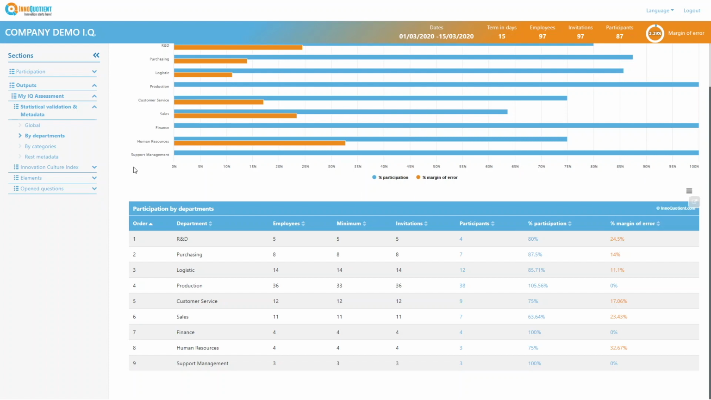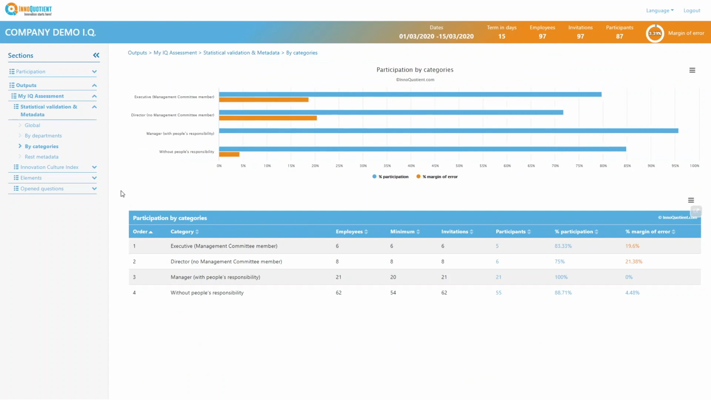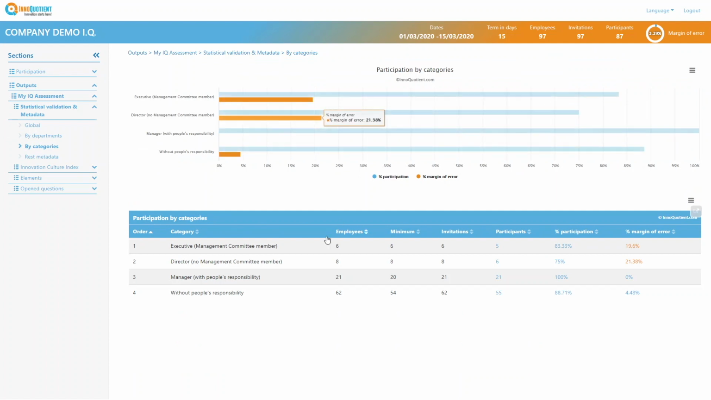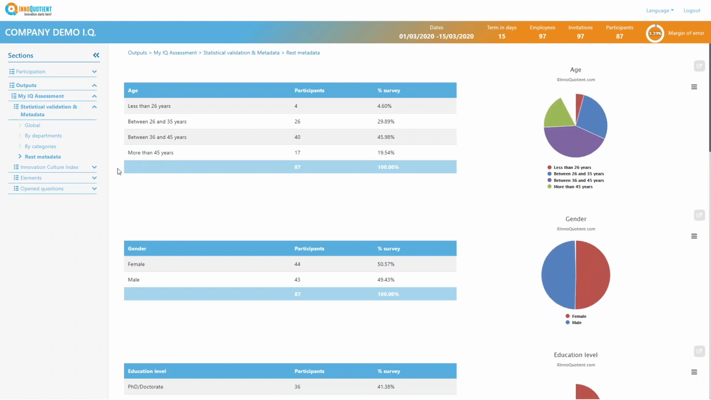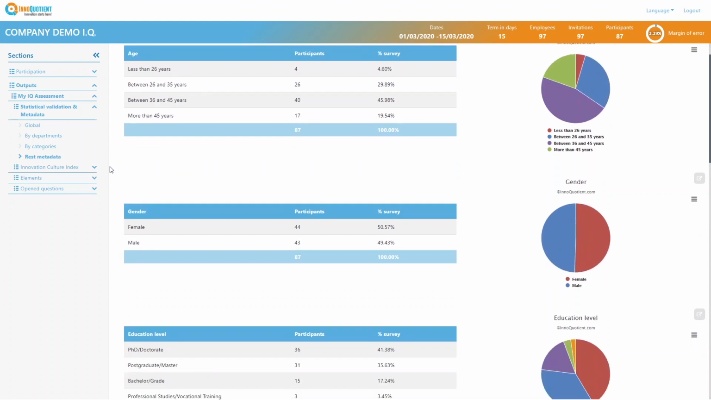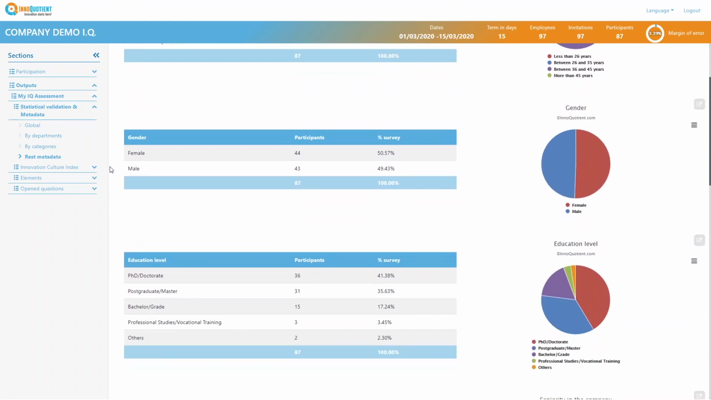In the section Categories, we can find also the percentage of participation and the margin of error. This is the statistical validity for each category. For other metadata, the percentage of participation is found versus the total sample. For each metadata question, we have the same information in a table and in a pie chart.